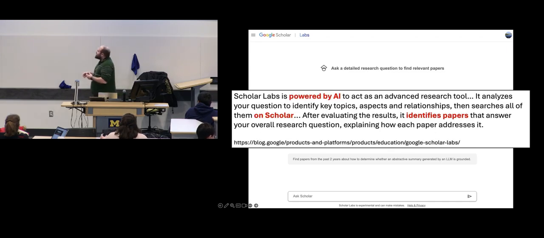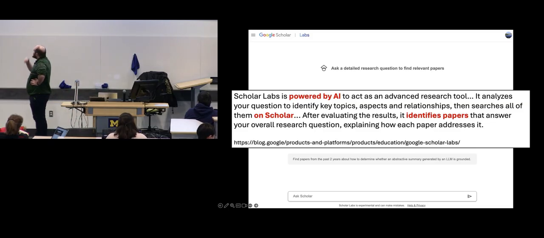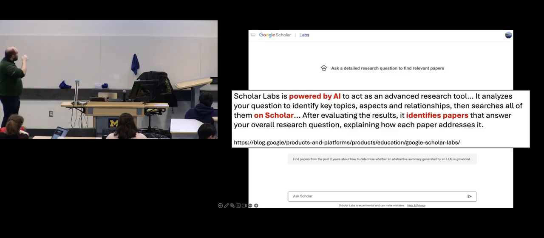So when the blog came out, they said this about it. It's powered by AI to act as an advanced research tool. It analyzes your question, identifies key topics, aspects, and relationships, then searches all of them on Scholar. After evaluating the results, it identifies papers that answer your overall research question, examining how each paper addresses it. Now, I haven't seen that capability quite yet, like the interaction between the papers, but this is a new tool. It's still sort of in beta.